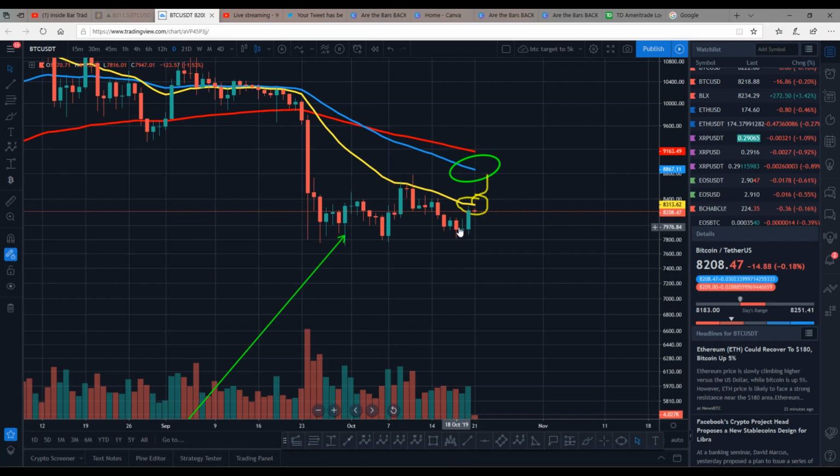So we're going to talk about the bearish setup. But the bearish setup, guys, we're going to start off with the lower time frame. Okay, the lower time frame.